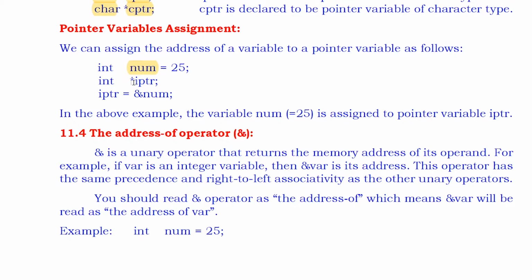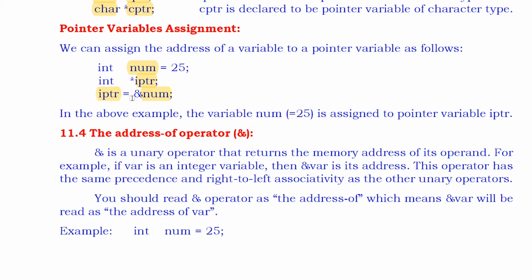Then in this example we have declared one more variable called iptr, which is a pointer type because of the star. Now you can see it gets the address. To get the address of an integer variable, we use this operator, which will give you the address of any variable. It's a unary operator, and this is the operand. It returns the address of the variable where it is created in the memory.